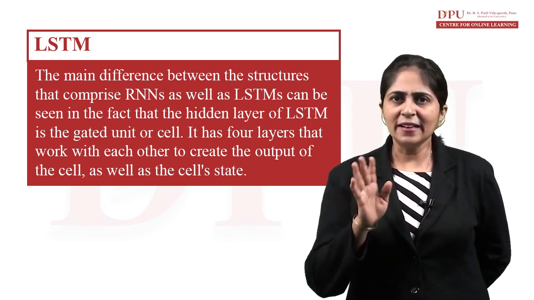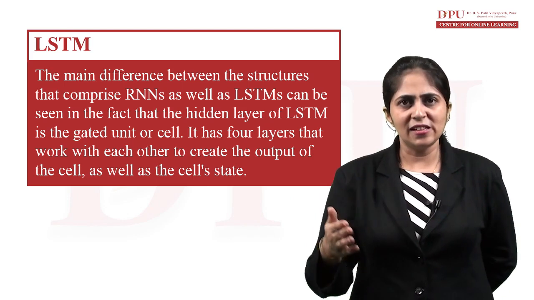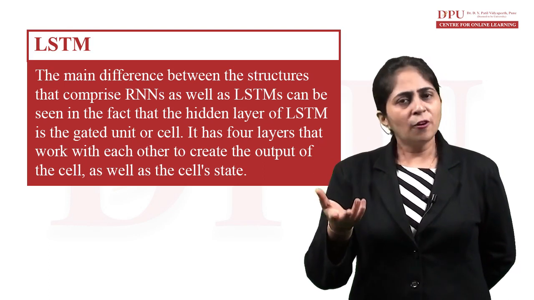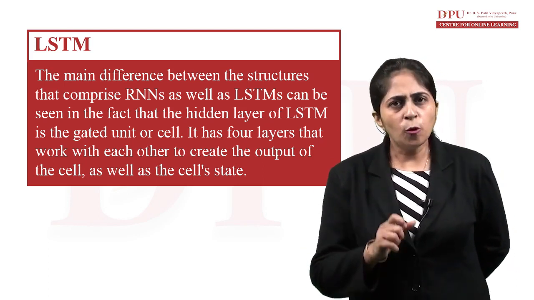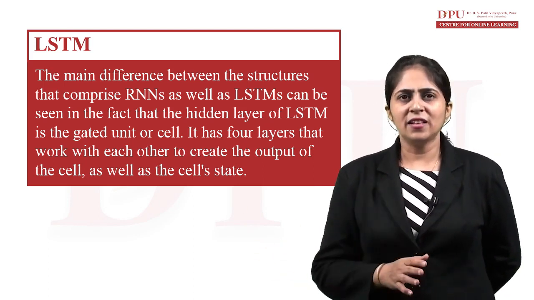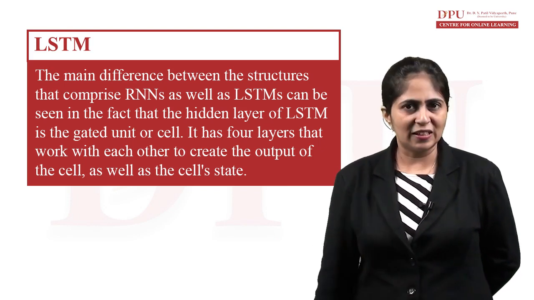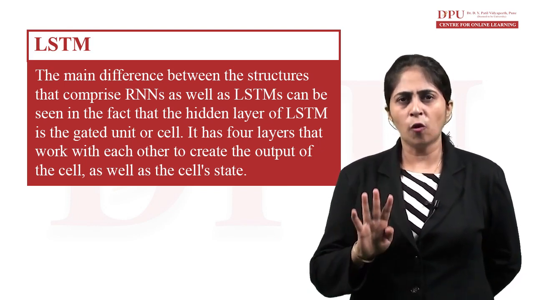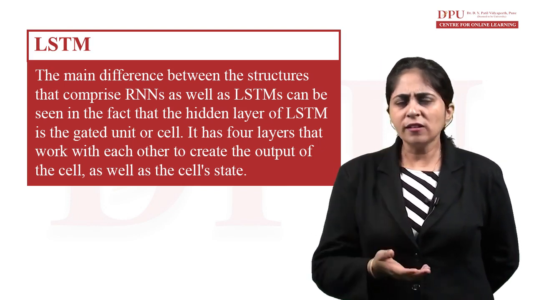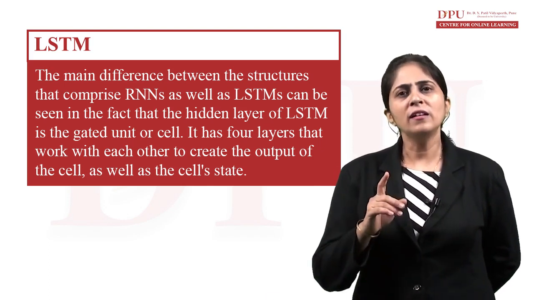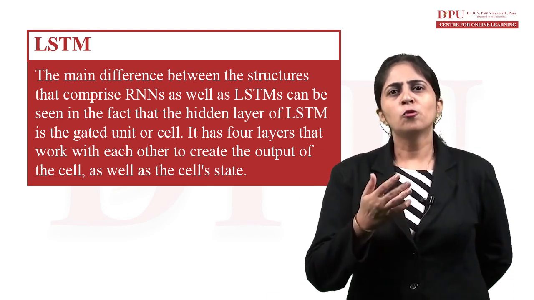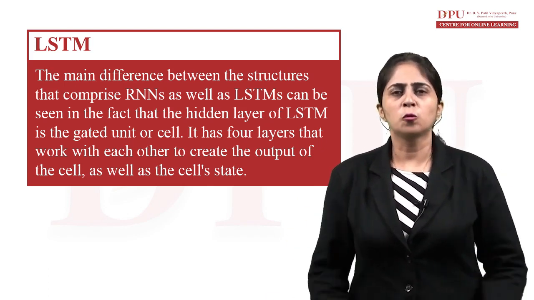Basically, our LSTM has 4 layers that work with each other to create the output of the cell as well as the cell state. Both of these are transferred to the next layer. LSTM is comprised of 4 gated cells, out of which 3 are logistic sigmoid gates and 1 is a tanh layer. The gates are added to restrict the information that goes through the cell.